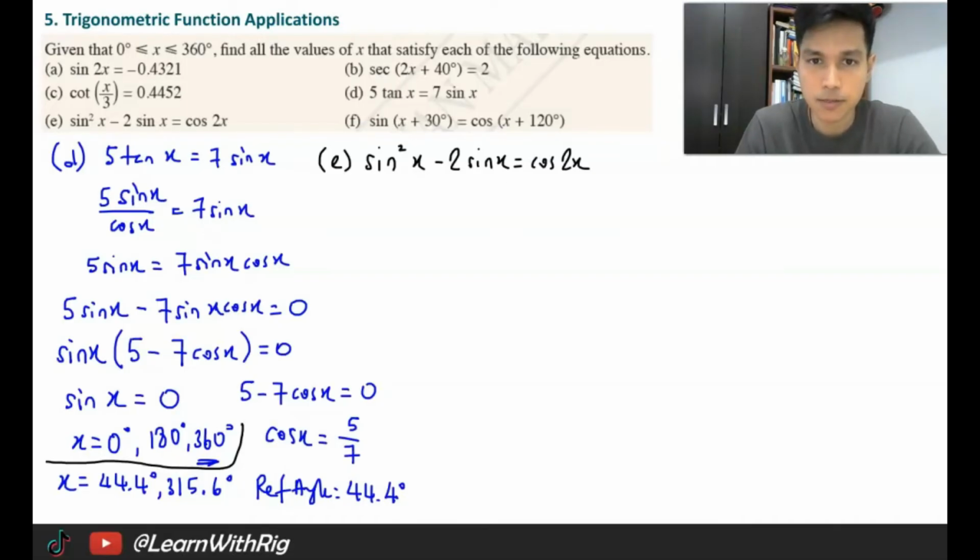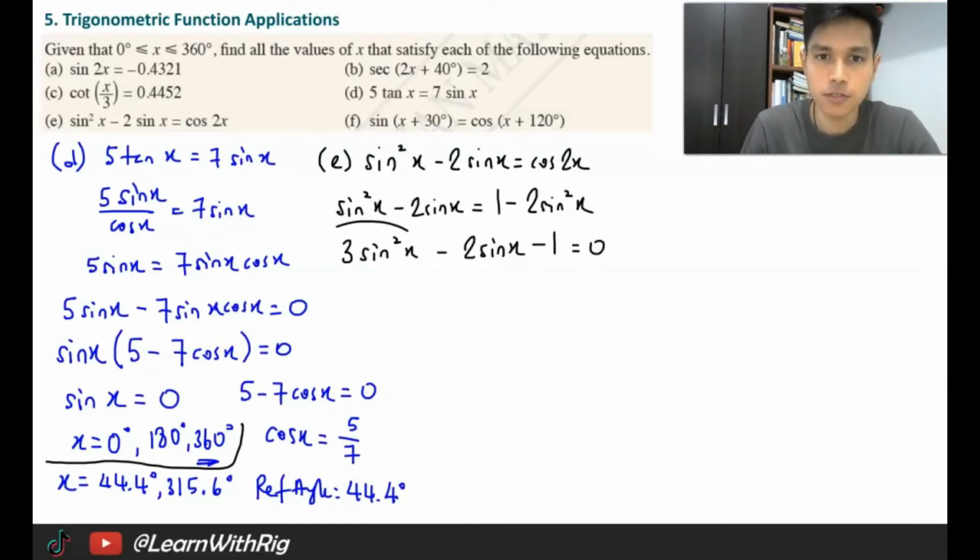The double angle, this one you should refer to the previous part 3 video. So here sine square x minus 2 sine x. Cos 2x I'm going to change to 1 minus 2 sine square x. So I rearrange this. I should get 3 sine square x minus 2 sine x minus 1 equals 0. If you see this, you notice it's a quadratic, similar to 3x square minus 2x minus 1.